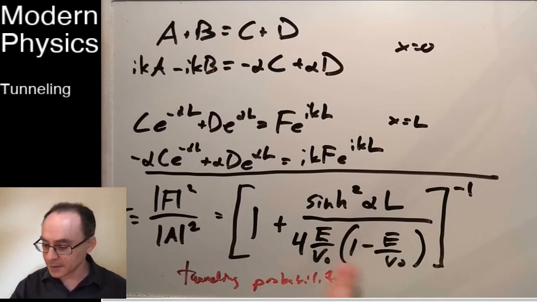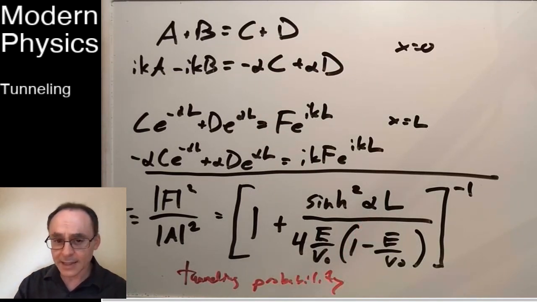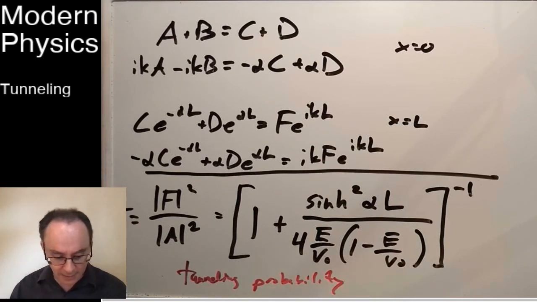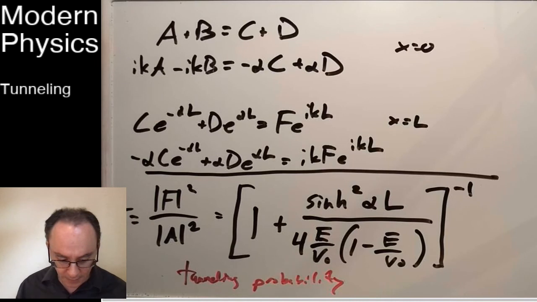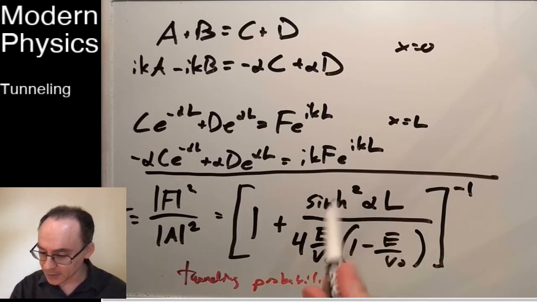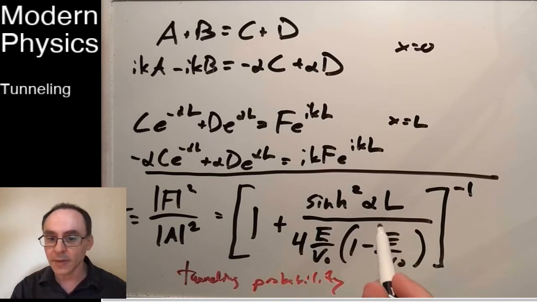There's also some dependence on the relative energies of the things involved. There are these E over V naughts that show up. And there's also some E and V naught hidden in alpha, but it's less sensitive to that. What it's really sensitive to is this capital L. Nicely, there's an approximation, because this thing has exponentials in it. When alpha L is reasonably large, you can make some approximations.